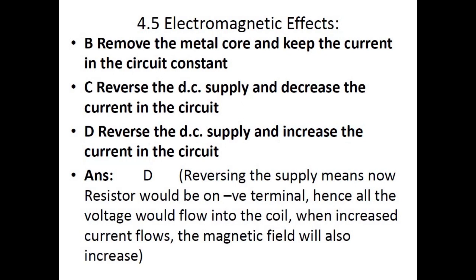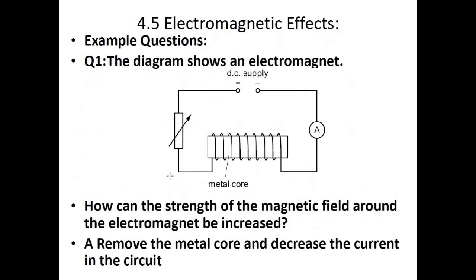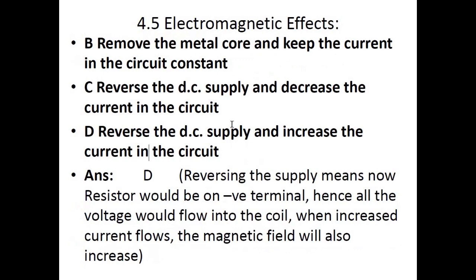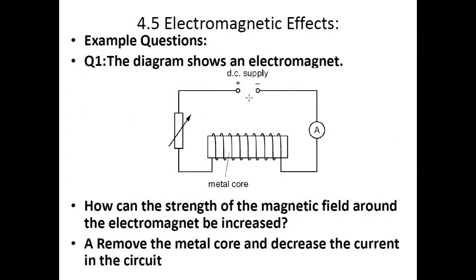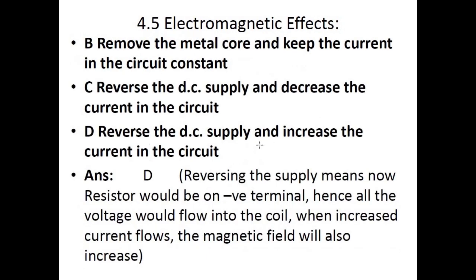Reversing the supply means now the resistor would be on the negative terminal. See, in this circuit, the resistor is connected to the positive terminal right now. If you reverse the supply, it would be on the negative side. This would become the negative terminal, so the resistor would almost become unusable, as all of the current from the positive terminal will run through this coil, producing a much better magnetic effect, a greater magnetic field. Hence D is the right answer.